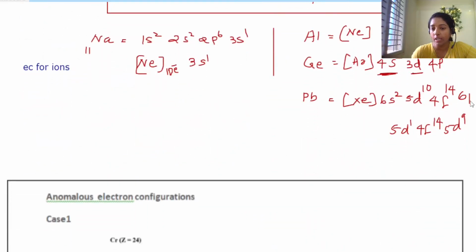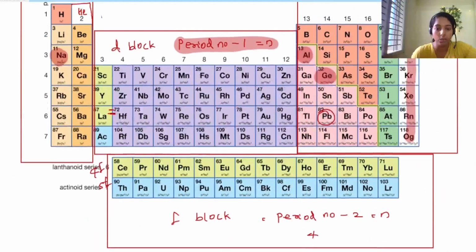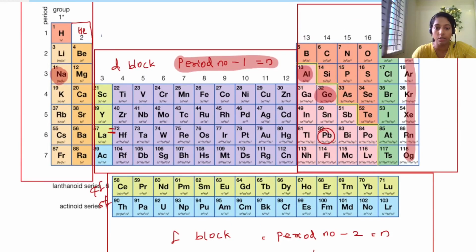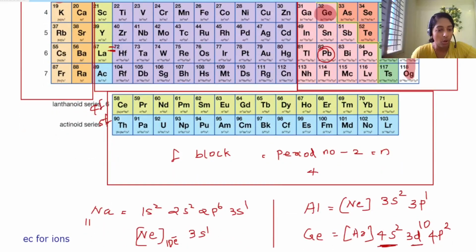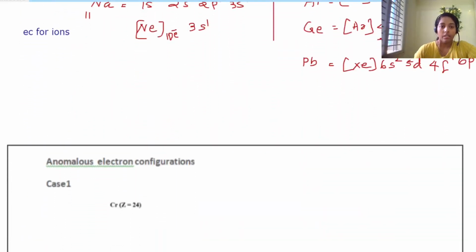In this way you can easily write any configuration. That's why I told you, you don't have to memorize any order, just deal with the s, p, d, f blocks. The principal quantum number for s and p is the same as the period number, d means period number minus 1, and f means period number minus 2. That's all. Now let me see, what about the electronic configuration of an ion?